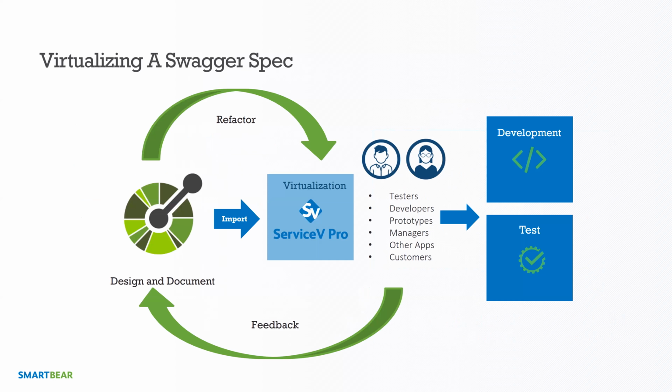So from an actual technical aspect, this is the flow we'll be looking at. You have your OAS, let's say in Swagger Hub, where you're designing and documenting it, and then you're importing it into the Service V Pro tool, which will be able to stand that documentation, that definition, up and be live for your development team and for your testing team to use.